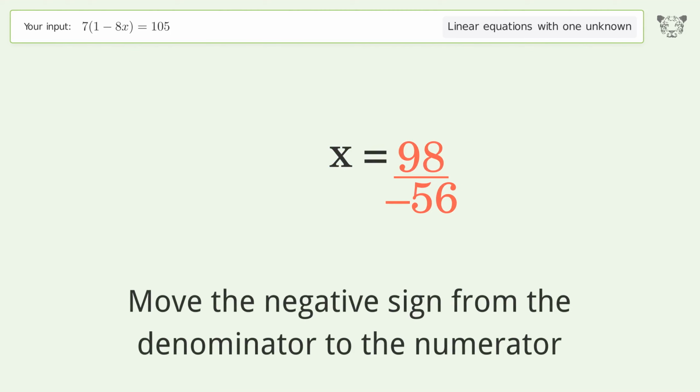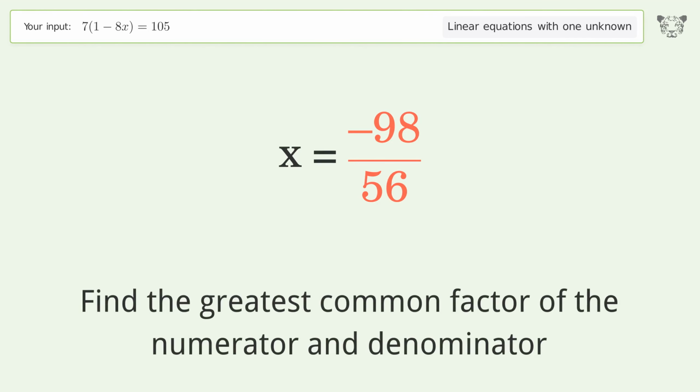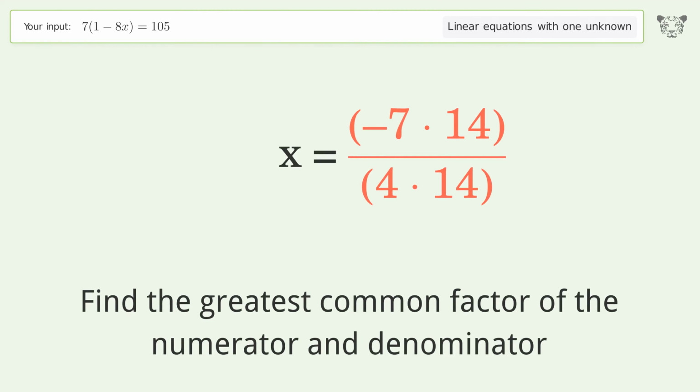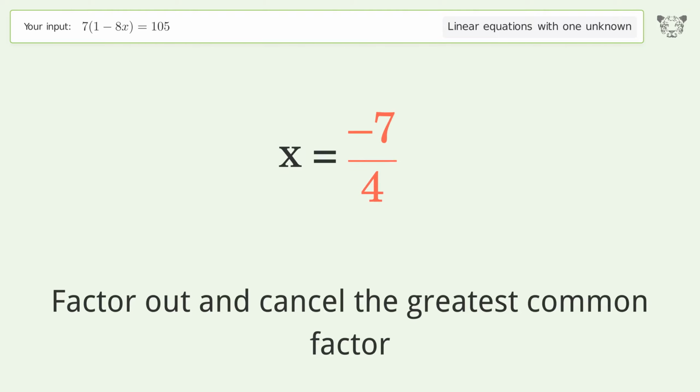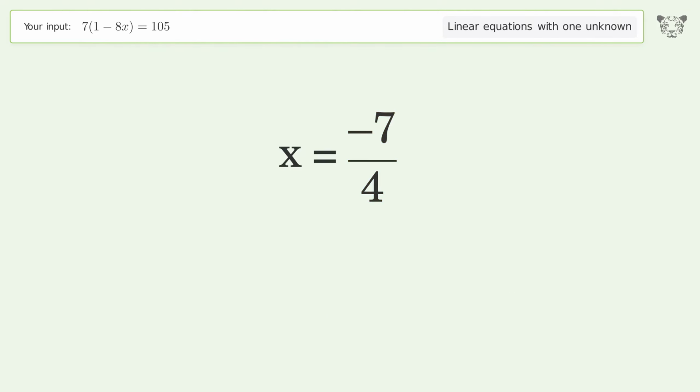Move the negative sign from the denominator to the numerator. Find the greatest common factor of the numerator and denominator. Factor out and cancel the greatest common factor. And so the final result is x equals -7/4.